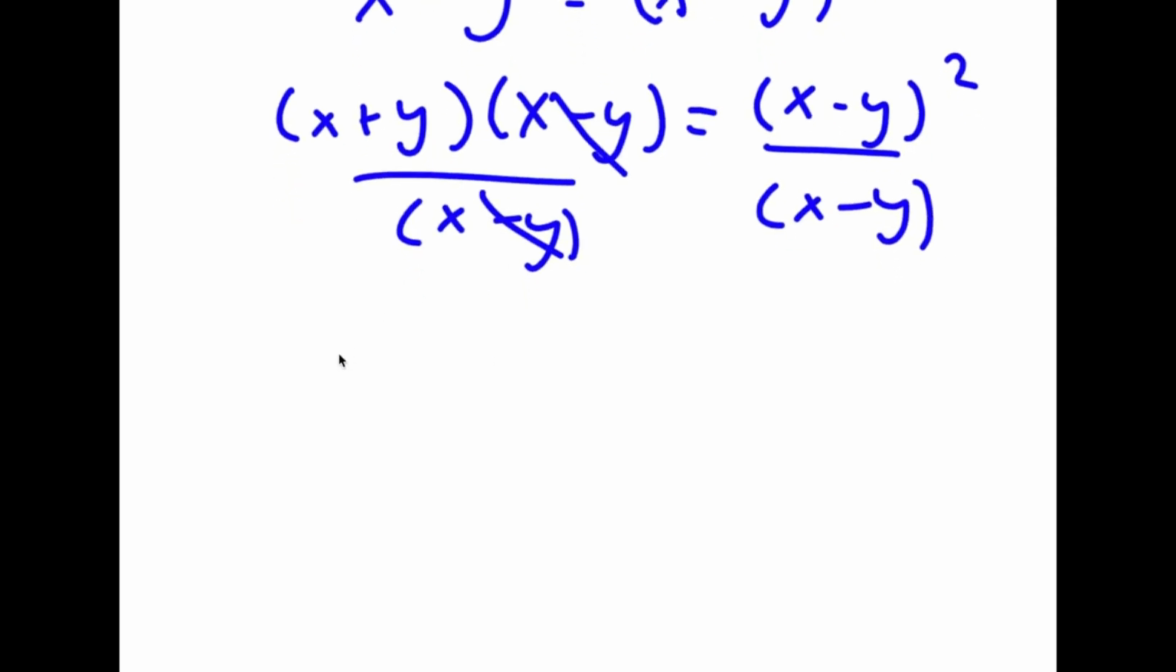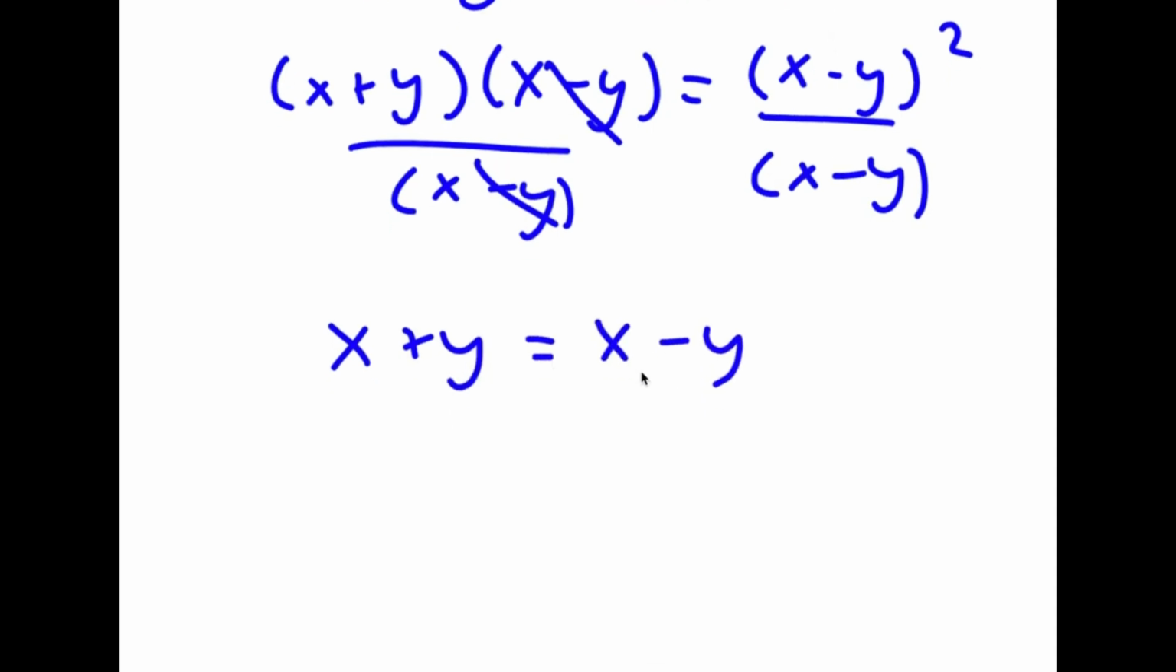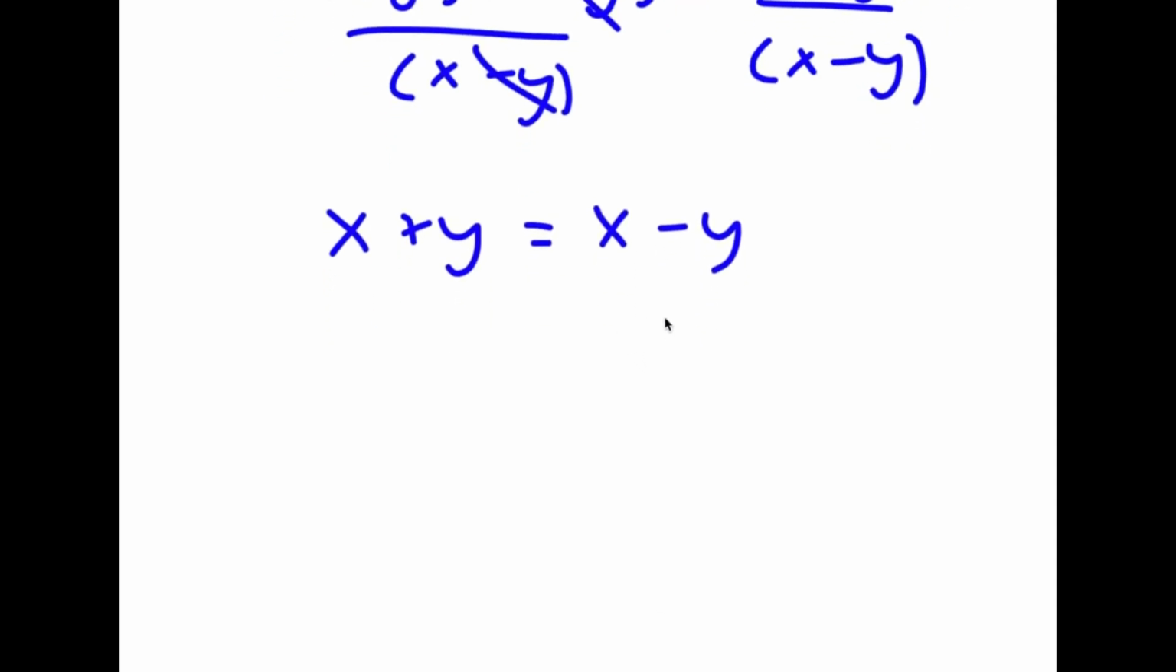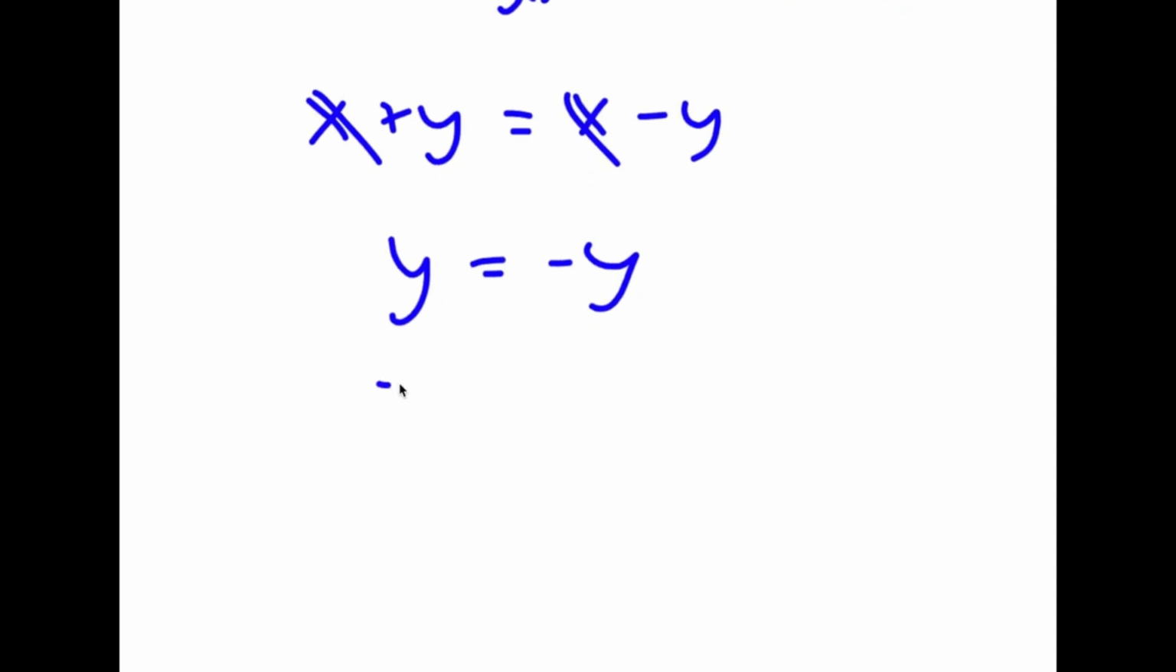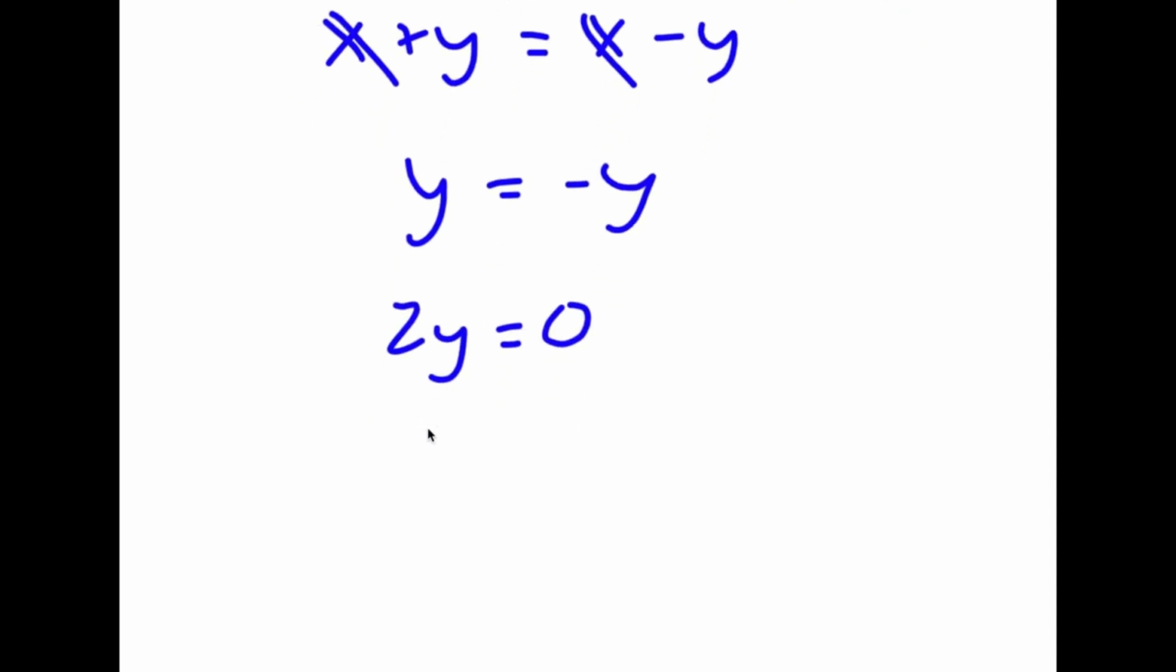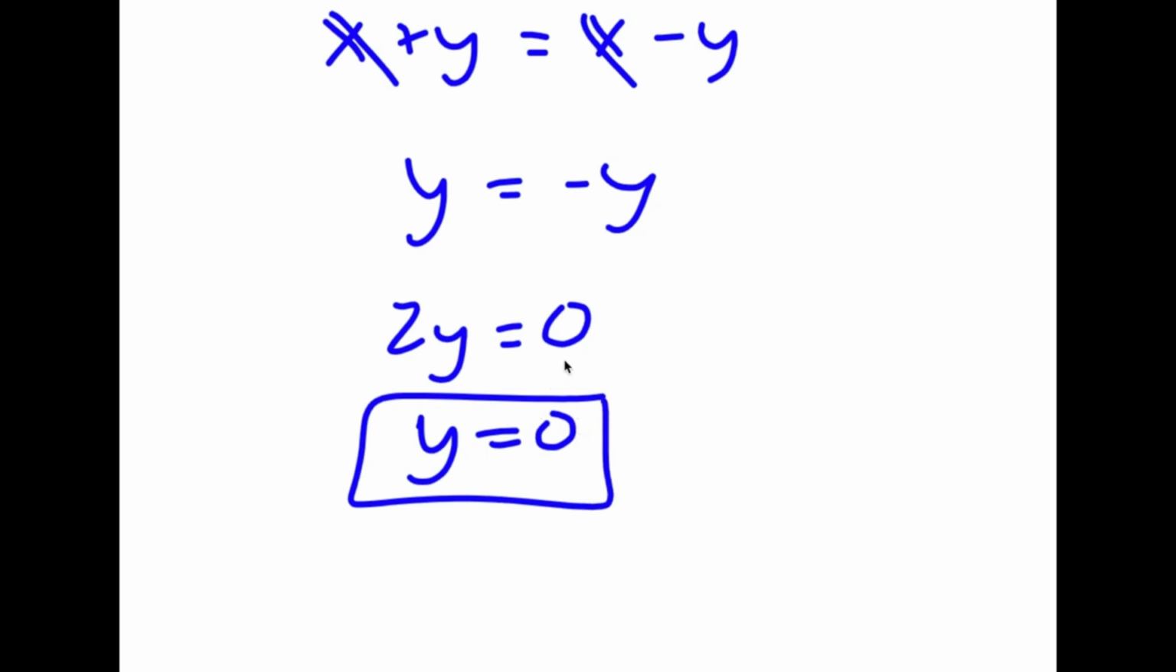So then these two cancel out, and I'm left with x plus y is equal to x minus y. Now, I have x plus y equals x minus y, and I can cancel these two x's out. So now I have y is equal to negative y, meaning 2y is equal to 0, and y is equal to 0. So again, I get y equals 0.